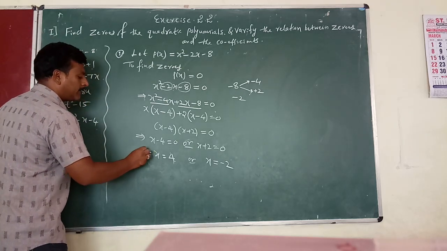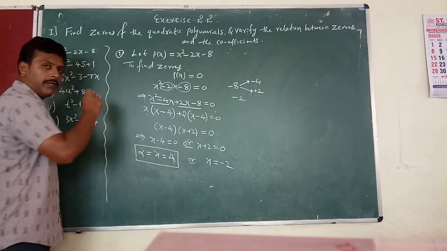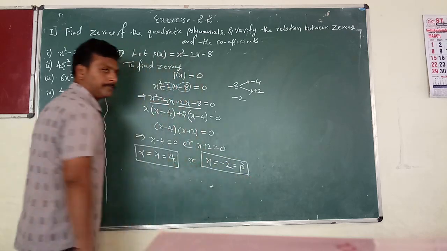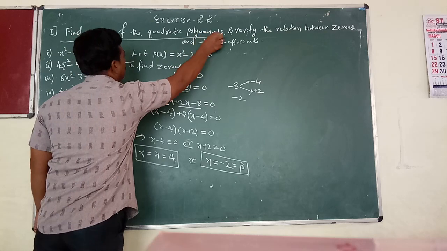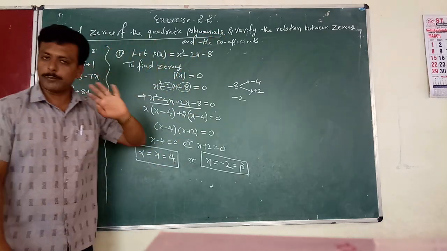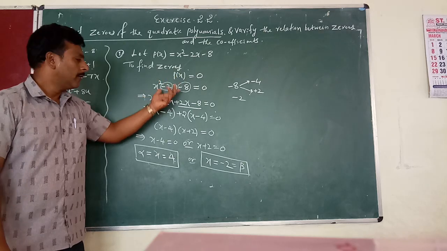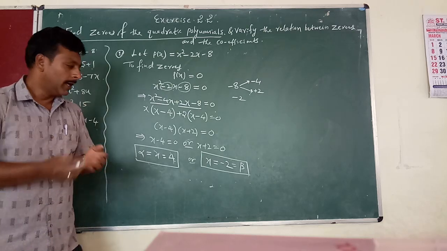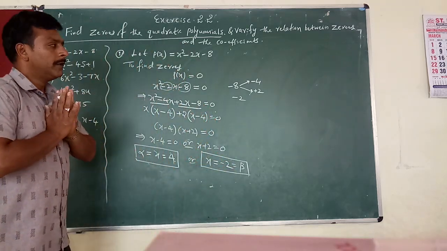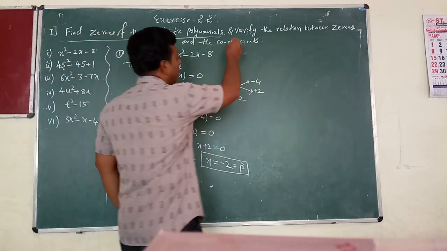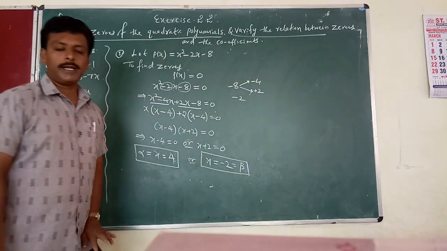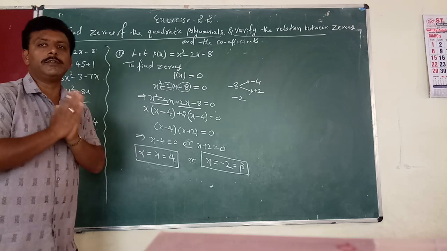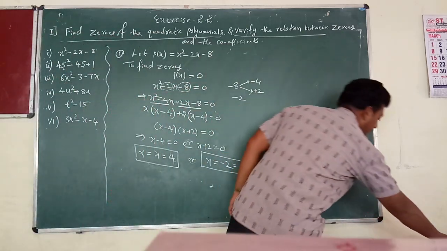I am going to take one zero as alpha and the other as beta, the second zero. So the first part of our job is over till here: find the zeros of the quadratic polynomial. We factorized the given polynomial and got 2 zeros, one I considered as alpha, another as beta. Now our second part of the job starts here. Verify the relation. Verify the relation means what relation do we have related to quadratic? Sum of zeros and product of zeros.